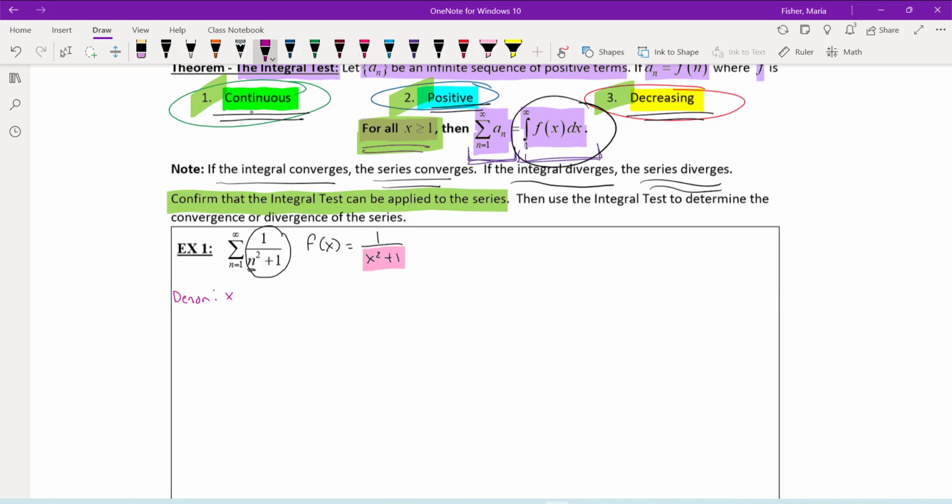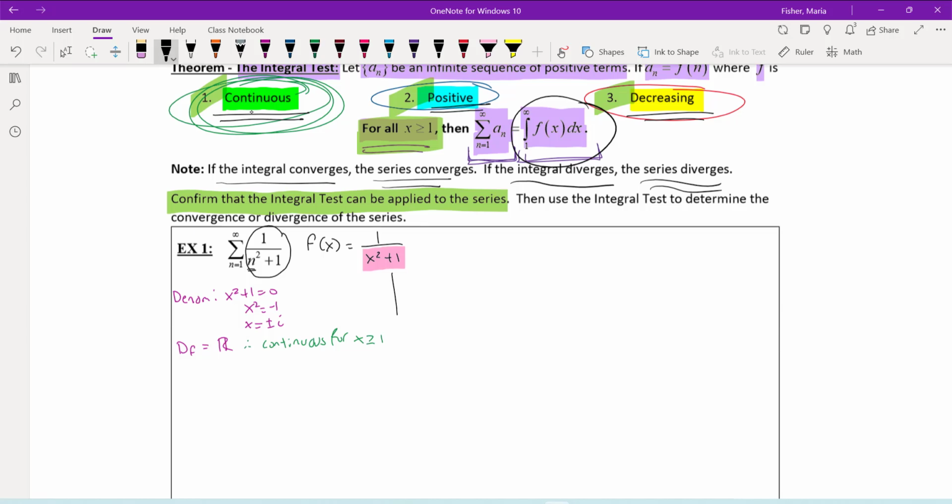So my denominator is x squared plus 1. If we set it equal to 0 and we try to solve for x, subtract 1, take the square root, you end up with plus or minus i, because the square root of negative 1 is imaginary. Well, since that is imaginary, there are no numbers to exclude from my domain, which means that the domain of this function is all real numbers. Since my domain is all real numbers, I'm going to be continuous for x's greater than or equal to 1.